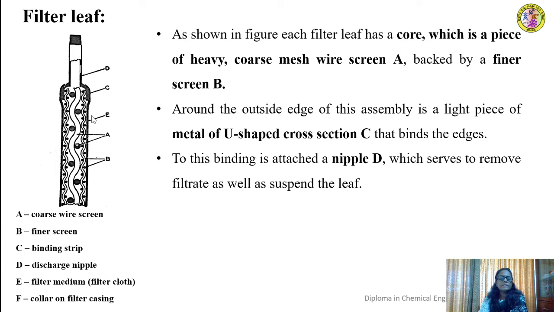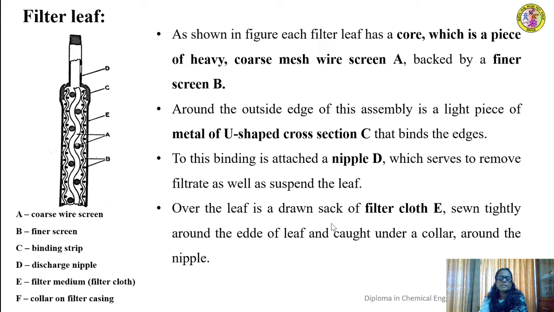To this binding is attached a nipple D, which serves to remove the filtrate as well as to suspend the leaf. It is used for suspending leaves of similar type inside the equipment, over which the filtration takes place. It also provides the outlet conduit for taking out the filtrate. The filtrate enters the screen and from the core it goes out of the equipment through this outlet pipe at the top.